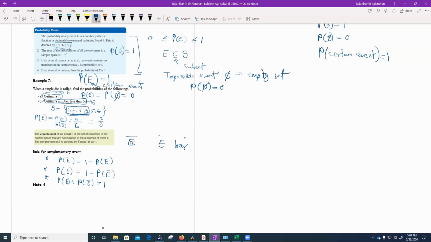Remember, all three of these relationships are equivalent. If you know one relationship, from there you could derive the second one. All three have a similar explanation, but the way I'm writing them is different. So keep in mind all three possible relationships between E bar and E.